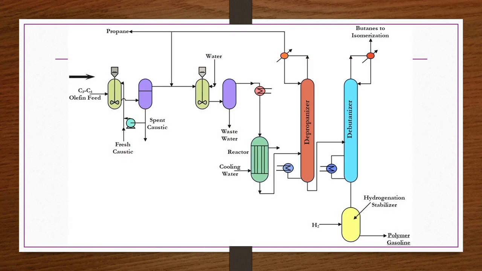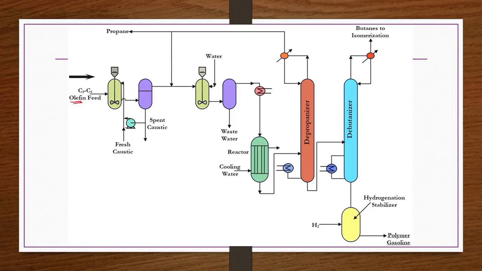So, this is the flow chart. Here, olefin feed, primarily we are taking propene and butene. Now, this feed may not have pure propene and butene, because it is one of the products coming from the fractionation of the crude petroleum.